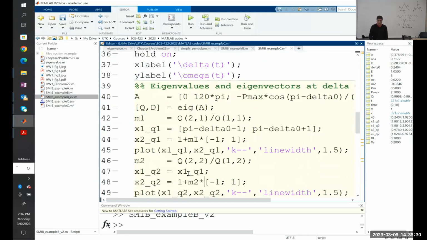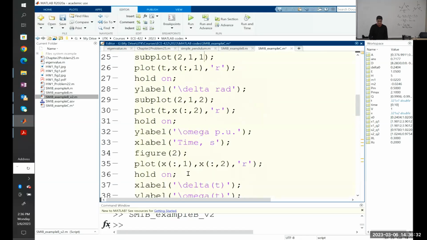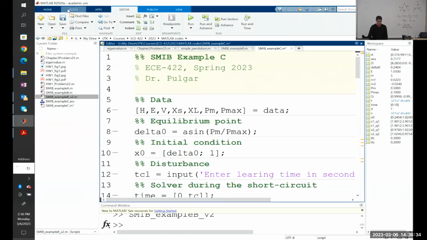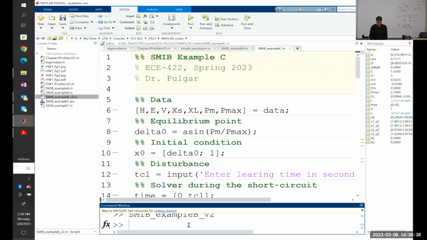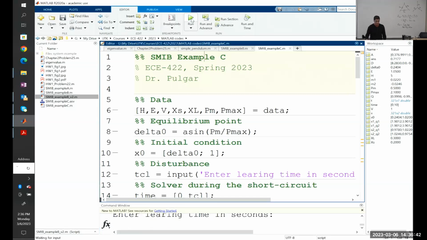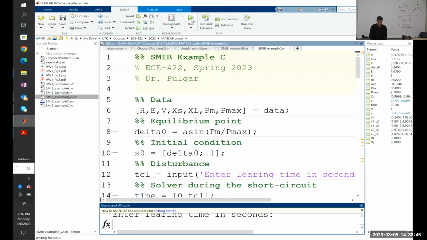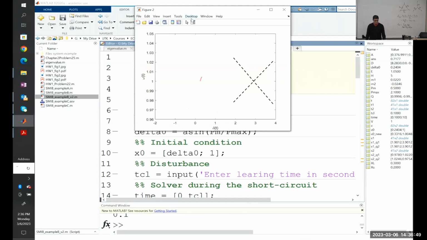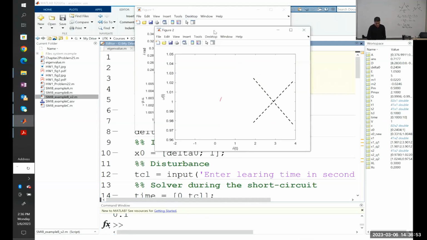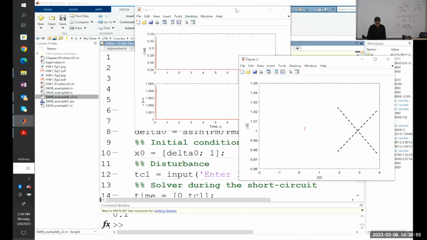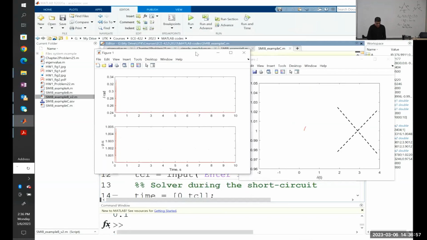So let's cross our fingers and let's see what we get now. Save. Let me close all figures and we run it. Enter clearing time. I said 0.1. What? Well, there is something off.